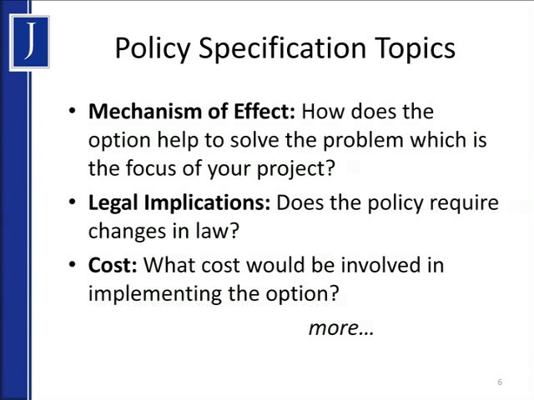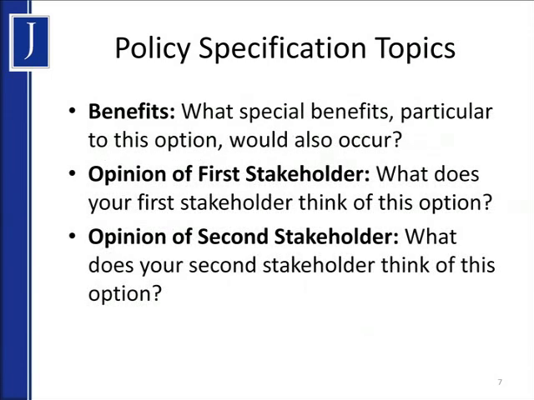Legal implications. Does the policy require changes in law? Cost. What cost would be involved in implementing the option? Benefits. What special benefits, particular to this option, would also occur? The next topics involve stating the opinions of stakeholders about the options. The point here is to set out what a particular stakeholder thinks about each of the 3 to 6 options, and to have a row for each stakeholder.